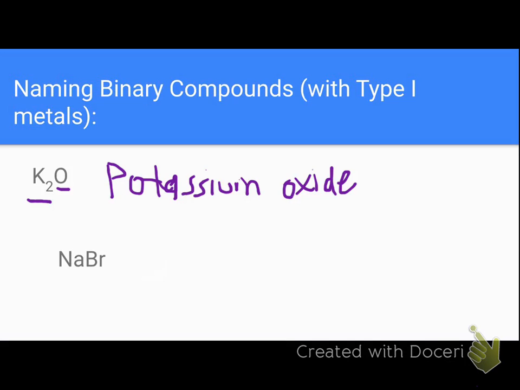Okay, so here's our second one. So you go back to name the metal, and you're going to notice the metal's always going to be listed first. So that is sodium. Then you name your nonmetal. That's bromine, but because it's an anion, we're going to change its ending.